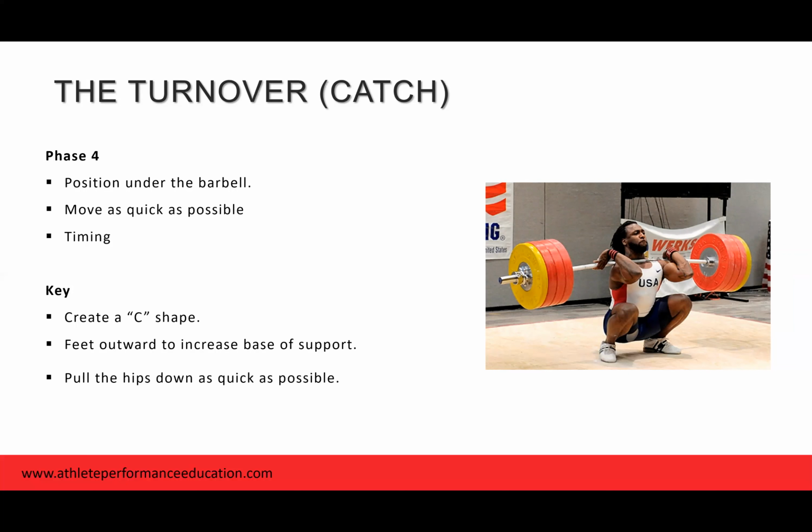What we want to focus on, especially for the clean, is creating a C shape with our elbows as we swing through. For the overhead position, we're just focusing on remaining extended through the elbows, keeping an externally rotated posture through those elbows and shoulders. The feet want to be slightly outward to increase our base of support. So when we're taking the momentum of the weight dropping down, a wider squat stance or an externally rotated squat stance is going to be advantageous. And we want to think about pulling our hips underneath the bar as quickly as possible.